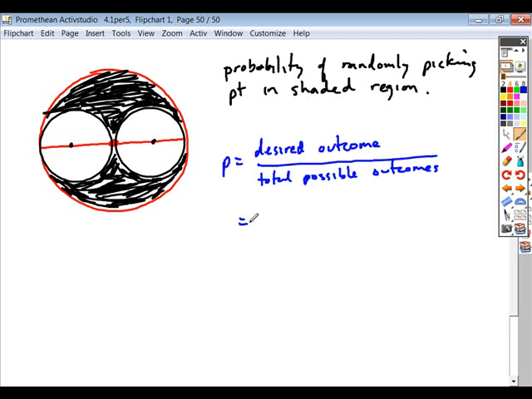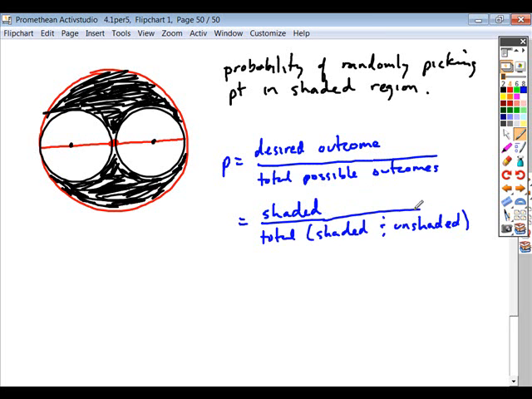Looking at this, the desired outcome is the shaded region over the total region, which is shaded and unshaded. Okay, so when you look at this, the easiest one to figure is the total, right? What shape is the total region? The whole thing is just a circle, right? So let's look in terms of this circle. And usually when you do this, it's easiest to designate your smallest piece first. So let's assume that the radius of our small circle is x. What does that mean the radius of our larger circle is?